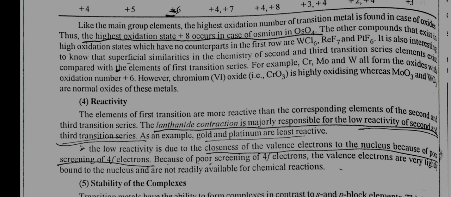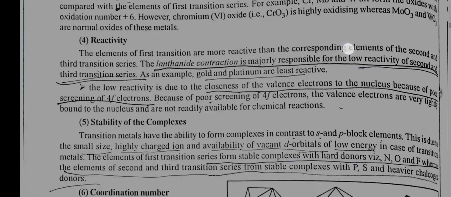The low reactivity is due to the closeness of the valence electrons to the nucleus because of poor screening of 4f electrons. Because of poor screening of 4f electrons, the valence electrons are very tightly bound to the nucleus and are not readily available for chemical reactions.